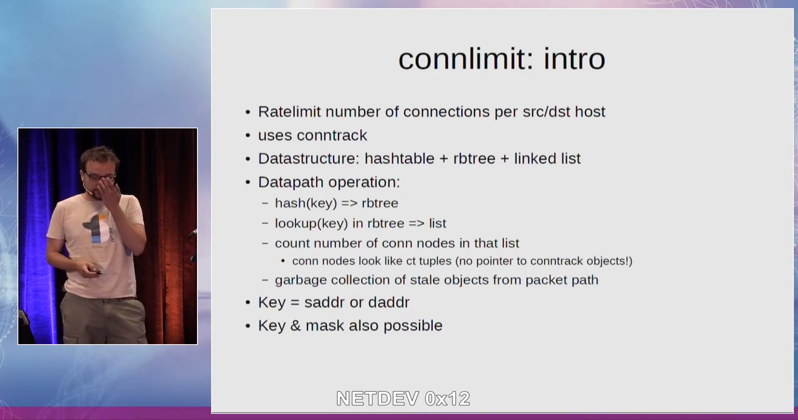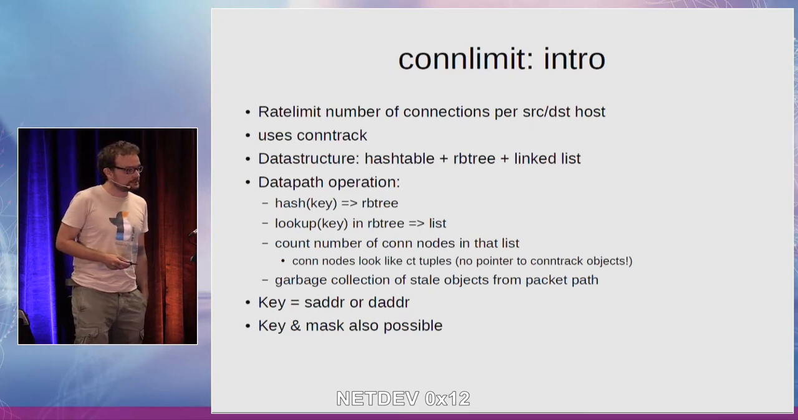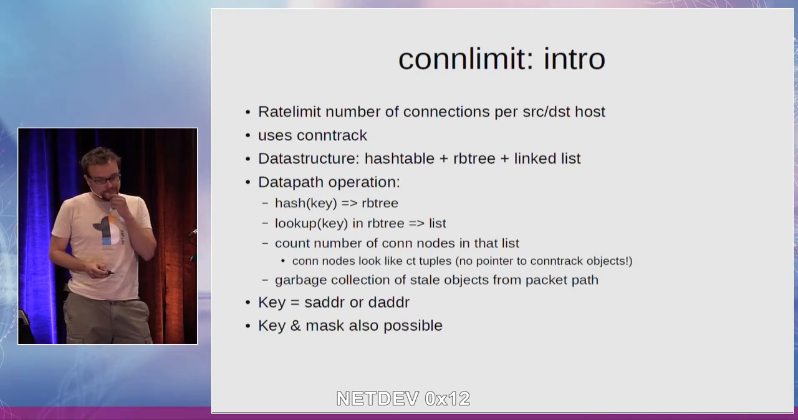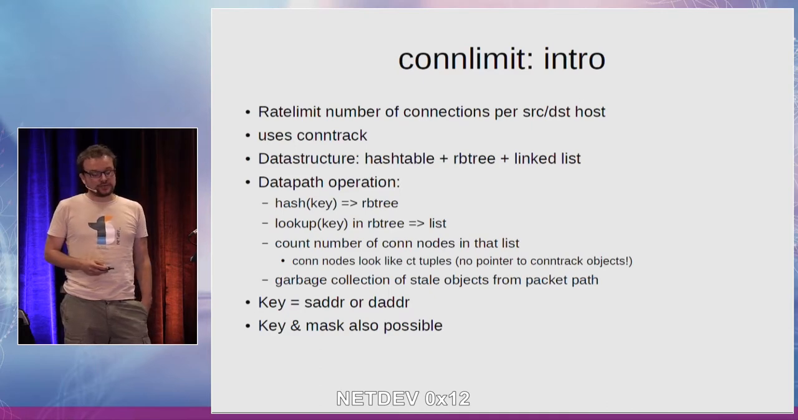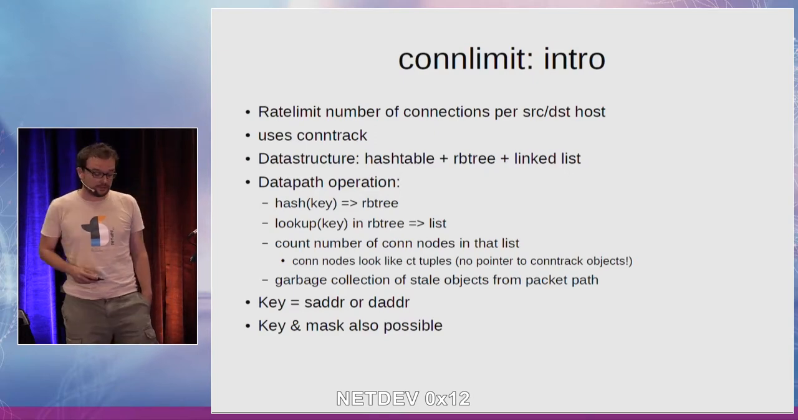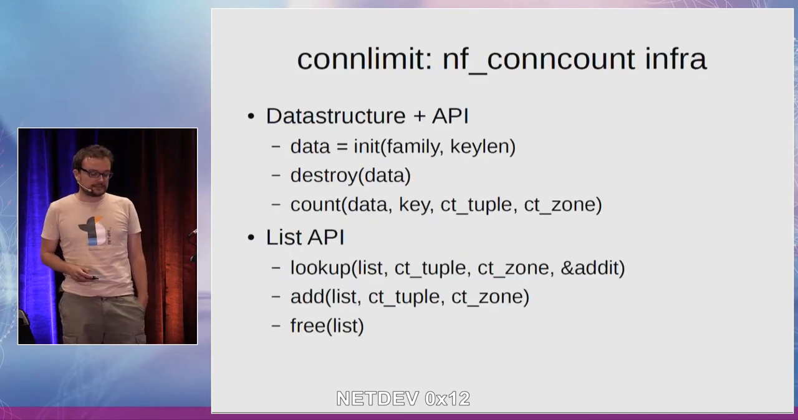So this approach of doing the garbage collection from the packet path is because connlimit is designed to overcome scenarios where we have an attacker that is going to create many flows. So the idea is not to wait for a garbage collector from user context to run, just do that garbage collection from the packet path. So this is how connlimit in xtables works.